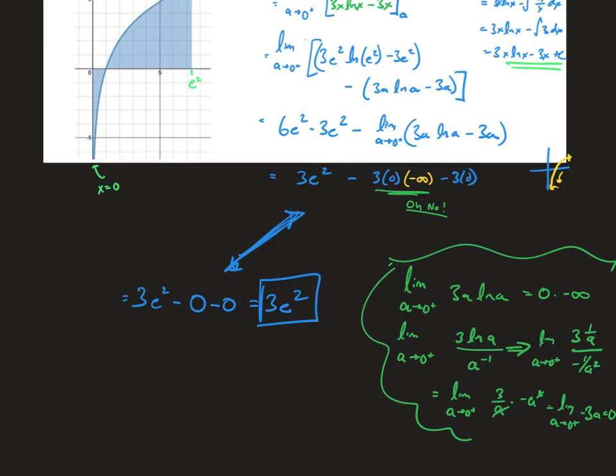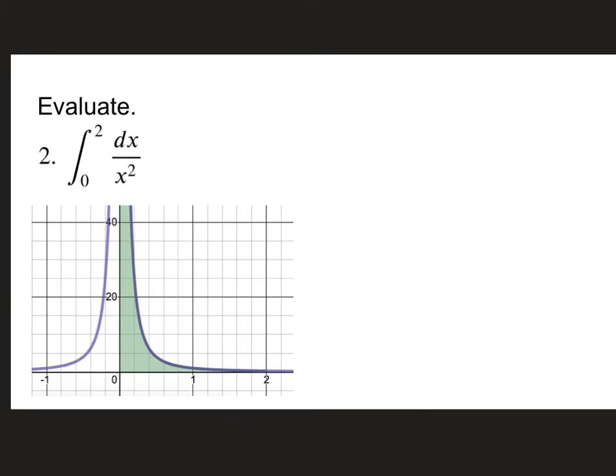Let's try another one. The integral from 0 to 2 of dx over x squared. I promise, this one is a lot shorter than the last one. Again, what do I have going on? I showed you the graph here. So I have the graph of 1 over x squared from 0 to 2. And we, of course, know that at x equals 0, I have a vertical asymptote. So, again, when I'm evaluating, I'll say I'm approaching a from the right-hand side.